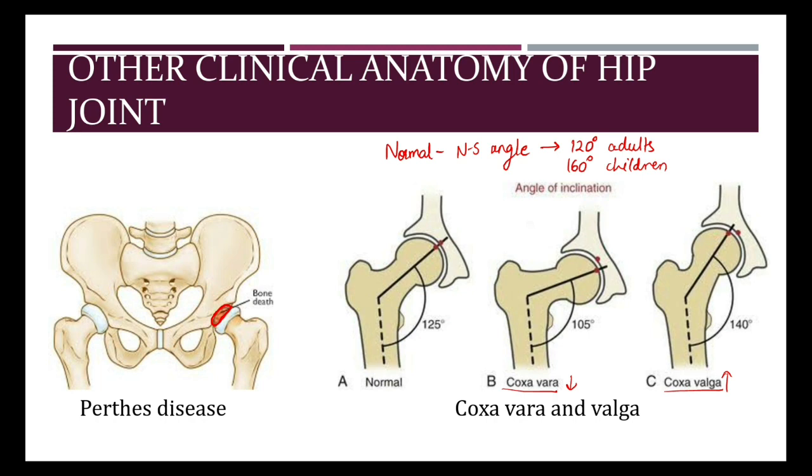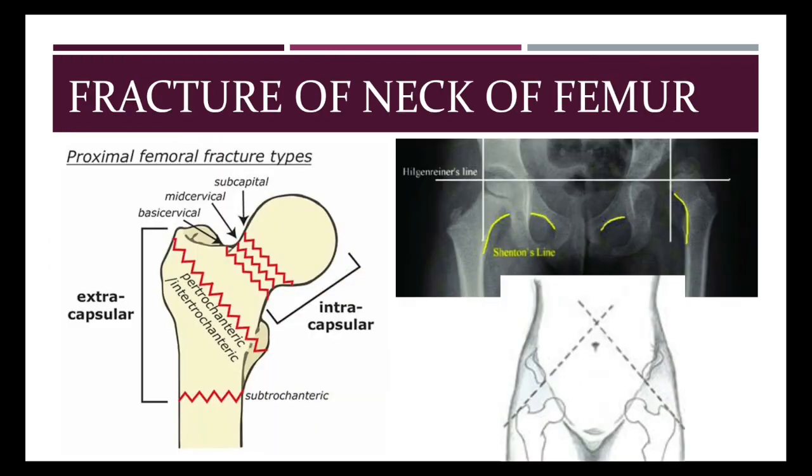Still other clinical anatomy of the hip joint will include osteoarthritis and referred pain of the hip joint. Now referred pain: in diseases of the hip joint such as TB, the pain is referred to the knee joint because of the common nerve supply of these two joints. Moving ahead is the fracture of neck of femur.